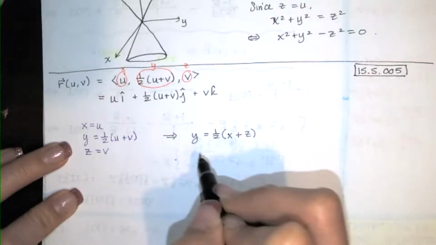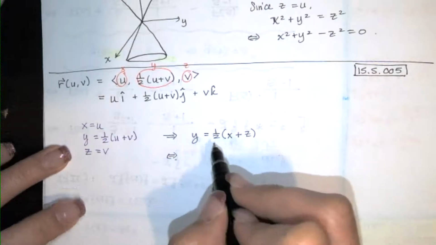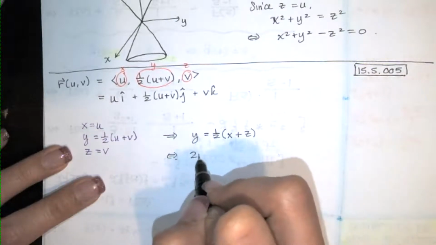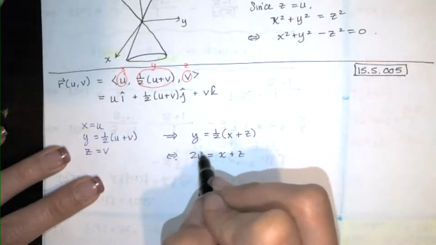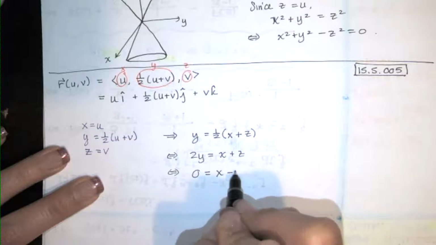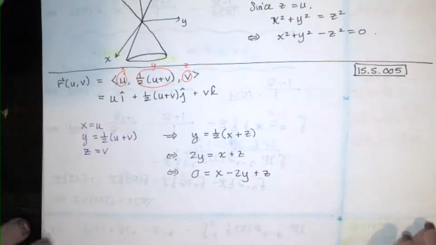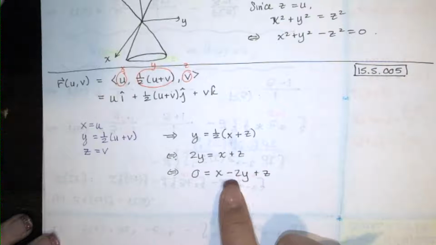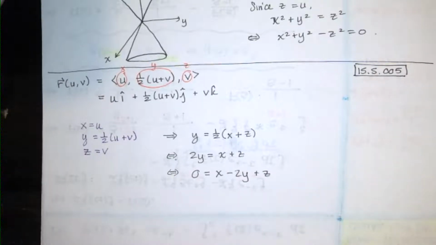Now maybe it's not obvious what that looks like. I might multiply both sides by 2 to get rid of that fraction, and then maybe subtract the 2y from both sides, just so that it looks more familiar. Now I think we can all see that that is a plane. You've got a constant times x plus a constant times y plus a constant times z equals some constant. The constant happens to be 0.